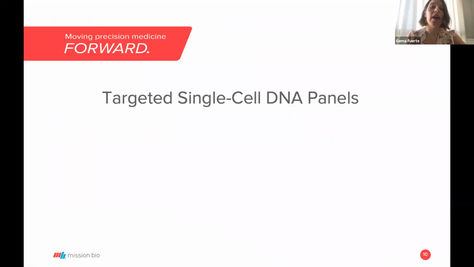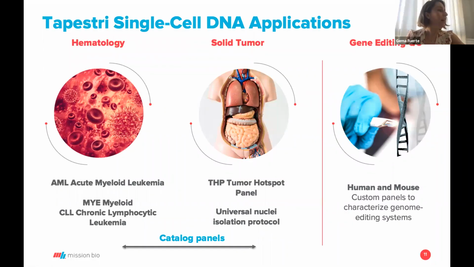So let's just look at the panels that we have available, the targeted single cell DNA panels. As an example, in hematology we have AML, acute myeloid leukemia, a myeloid panel, and also a CLL, chronic lymphocytic leukemia, panel. These are our catalog panels, which are wet lab validated. For solid tumors, we have a tumor hotspot panel and also the universal nuclei isolation protocol that I just mentioned before.